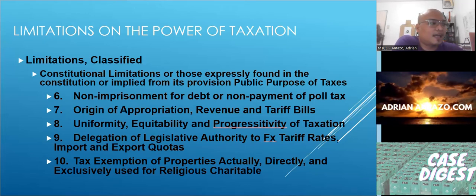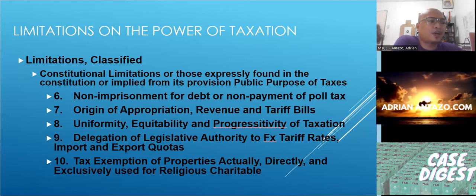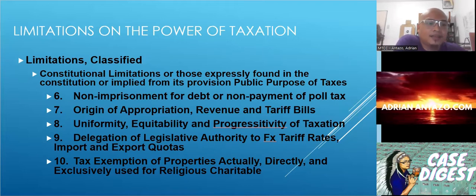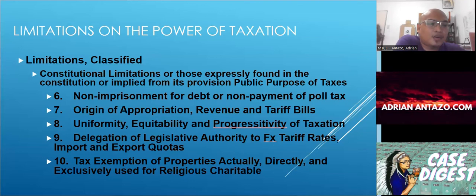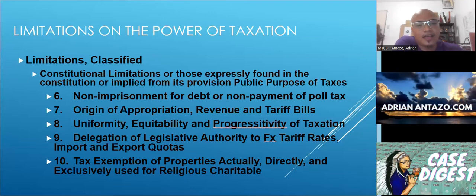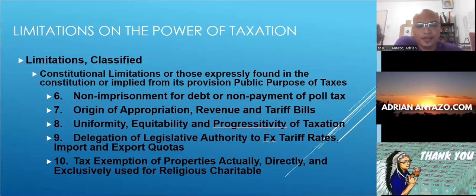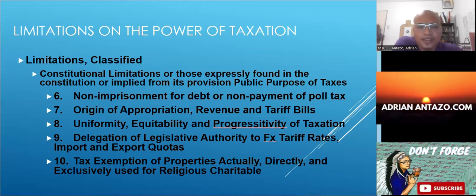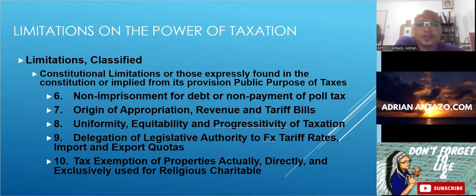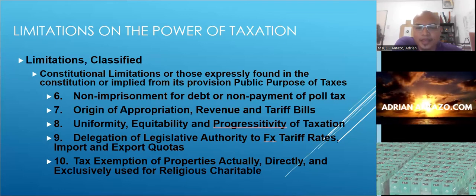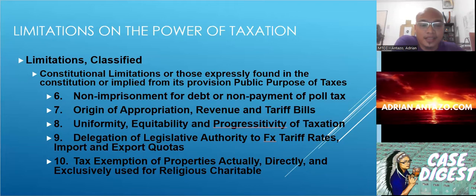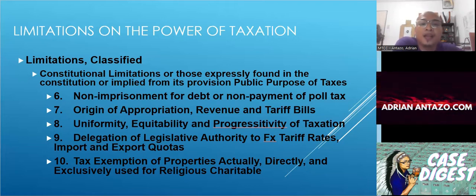Right? Because if you don't pay that, you are restricting the government of its right collection of revenue. Therefore, it will affect the operation of the government. Hindi sila makakakolekta, right? Origin of appropriation, revenue, and tariff. So those are the limitations. Uniformity, equitability, and progressivity of taxation. Ito nga yung habang lumalaki yung income mo, lumalaki din yung tax sa'yo.